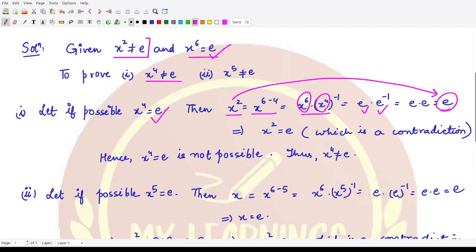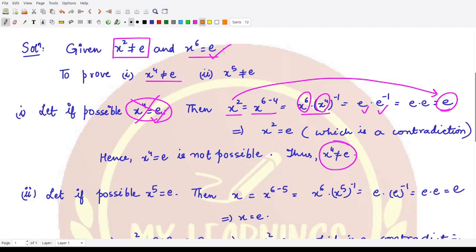However, this is a contradiction. Why? Because we have this condition which states that x square cannot be identity. Hence, whatever was our assumption, this was not correct. So that means we have x raised to power 4 not equal to e. And this is what we wanted to prove in the first part.